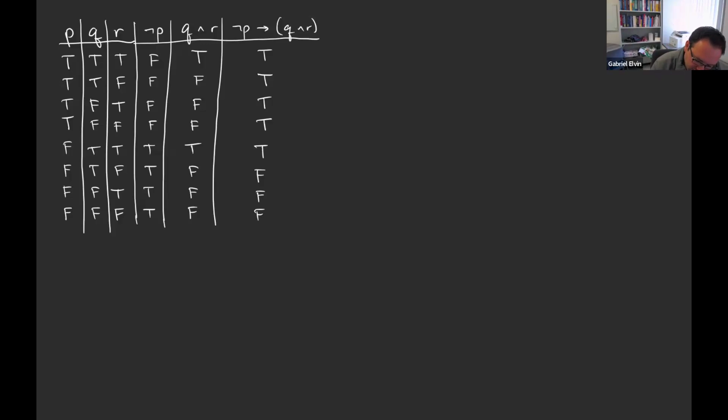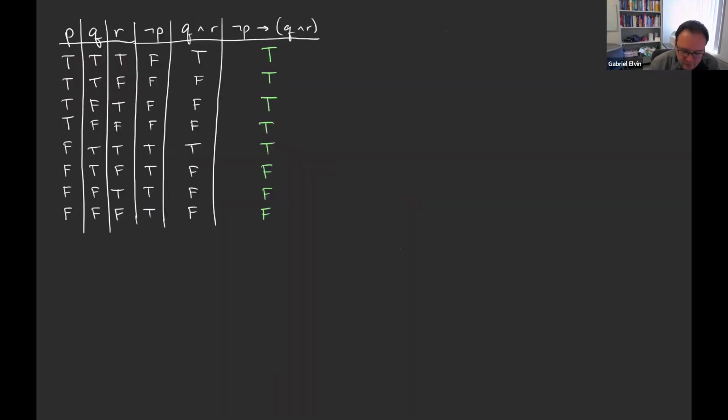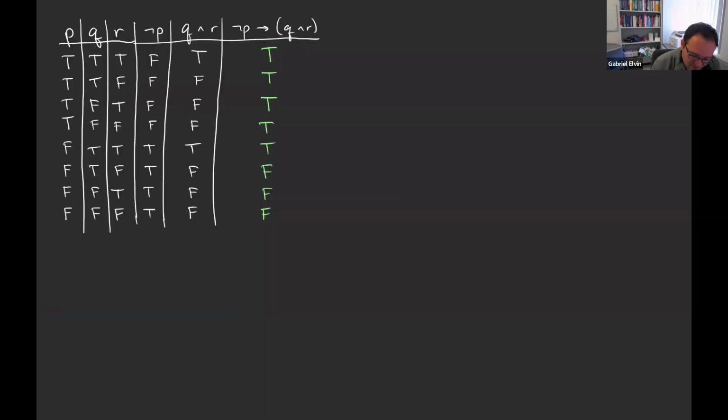Oh, and I forgot to color code. So that's what troll 1 is saying. And then troll 2 says not P. Remember, they're just saying that troll 1 is lying. We already have a column for that, but I'm going to repeat it anyway. It's just a repeat, because we used it as an intermediate step. You don't have to do this, but I like to keep myself organized in this way.